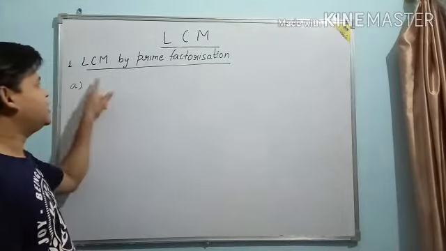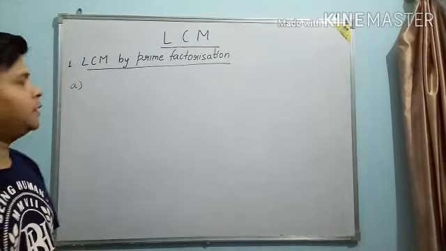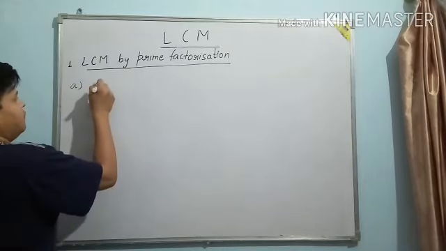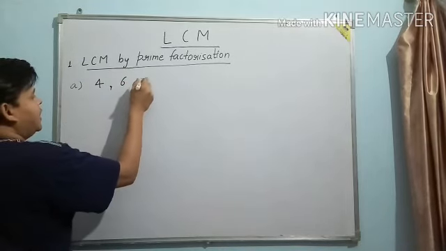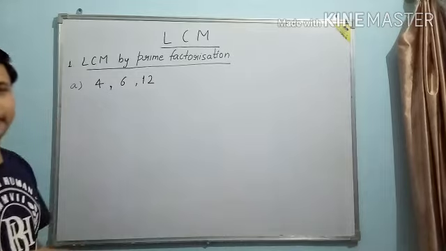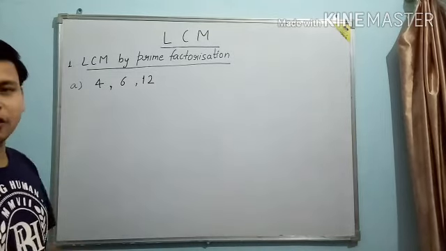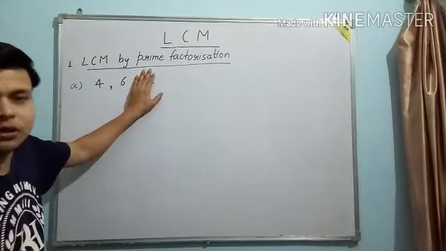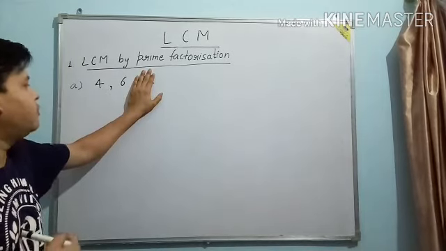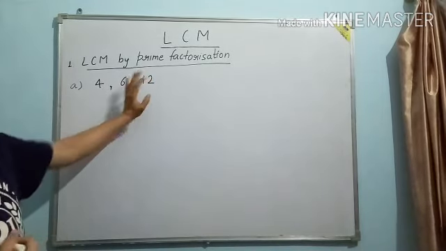Finding LCM by the prime factorization method. So let's take 4, 6 and 12. Here I have taken three numbers, 4, 6 and 12. We can also do it by taking only two numbers, as the method is the same for either two numbers or three numbers.